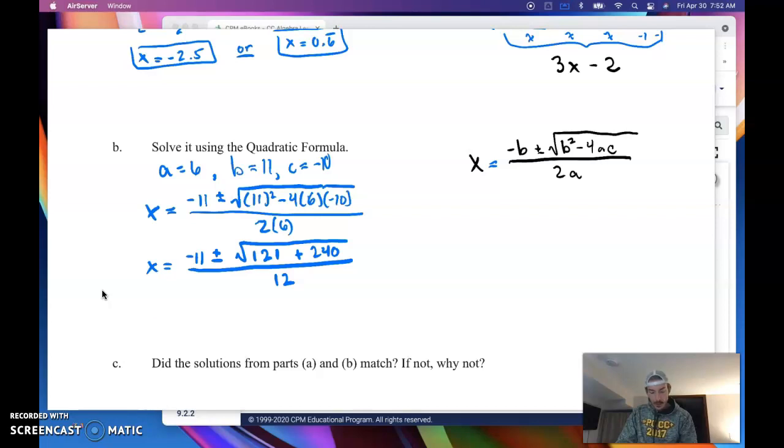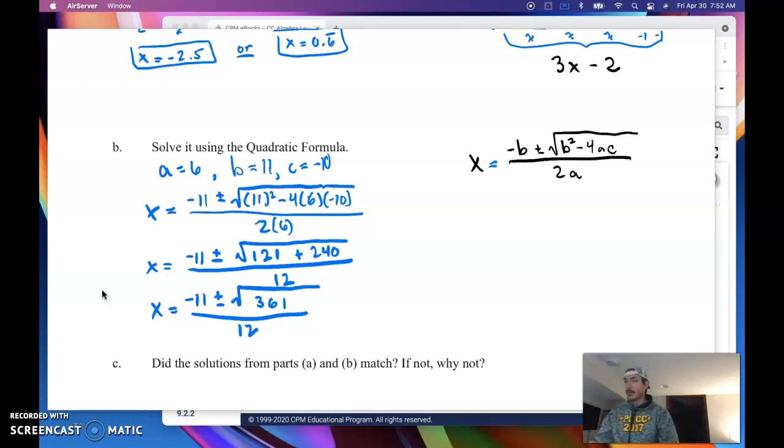And now x equals negative 11, plus or minus the square root of 121 and 240. And that makes 361, divided by 12. Now here's where the calculator may need to get involved. I'll be honest with you, I do know a lot of perfect squares, but I do not know if 361 is a perfect square. So there's no shame in me relying on my calculator.